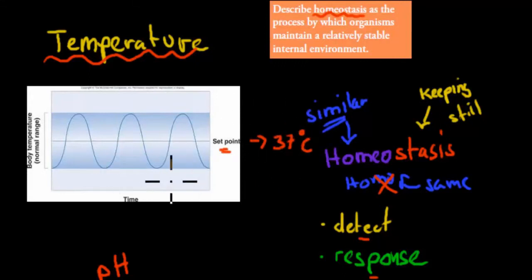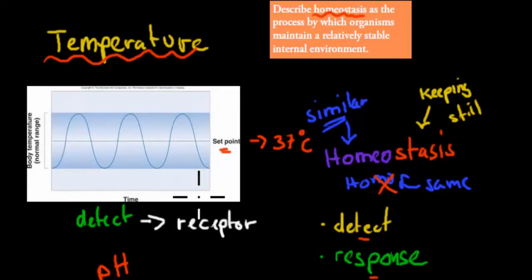Now if it goes too low or too high, first we're going to have to detect that change. I'm going to talk about this more in the next video. It happens at the receptors. So receptors are kind of our eyes in our body. They do the same thing. They detect the change. So if it's at that set point, that's where we want to keep it. But often what happens is we'll go either too low or too high from that point.